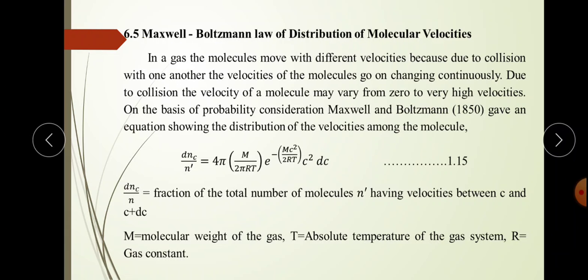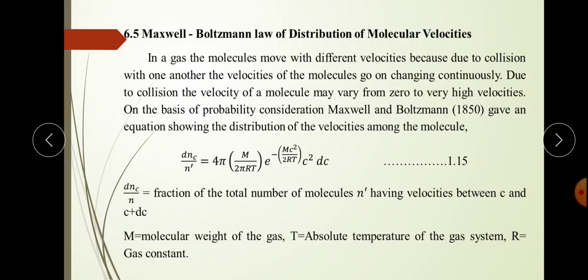Now the next point is the Maxwell-Boltzmann law of distribution of molecular velocities. In a gas, the molecules move with different velocities because, due to collision with one another, the velocities of molecules go on changing continuously. Due to collision, the velocity of a molecule may vary from 0 to very high velocities.